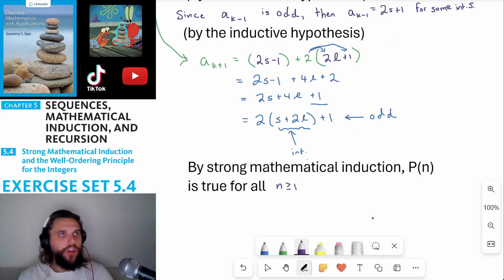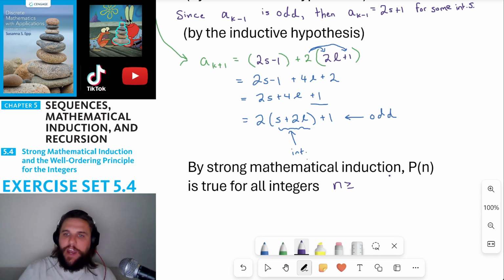So now we can conclude this proof with, by strong mathematical induction, P of n is true for all integers n greater than or equal to 1.